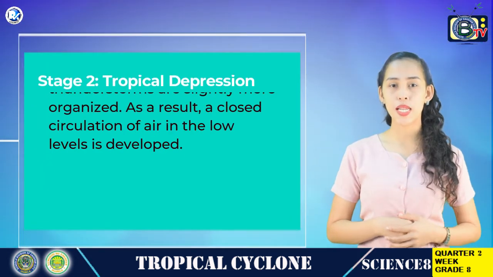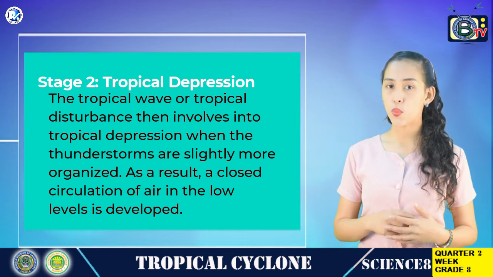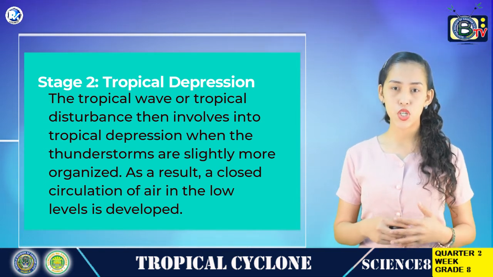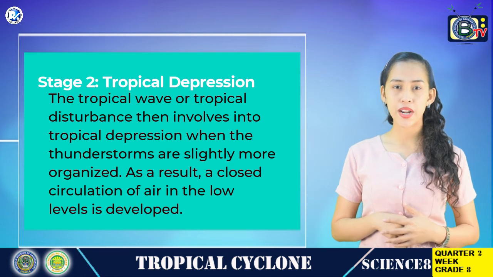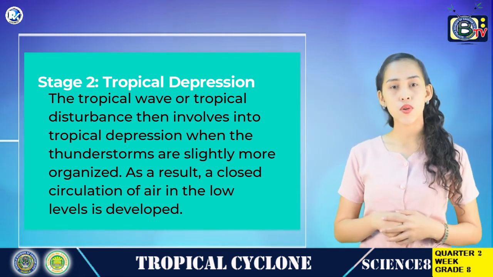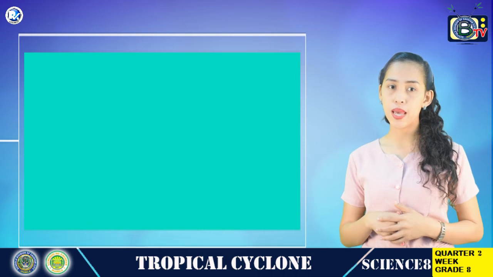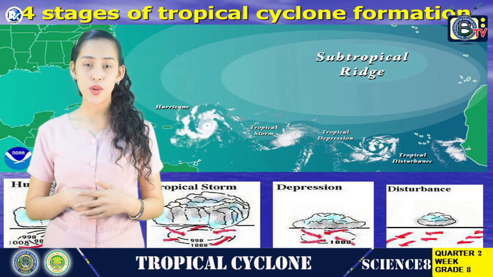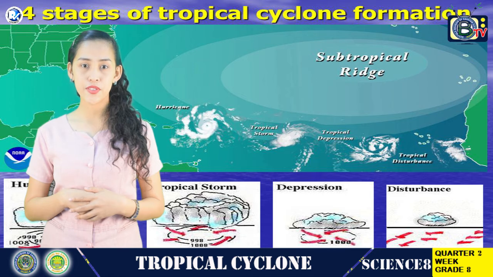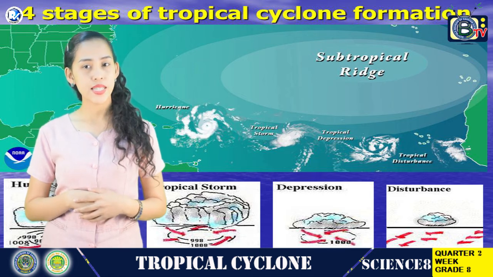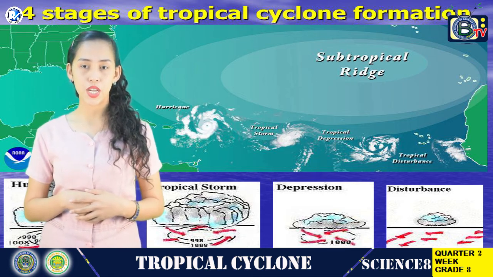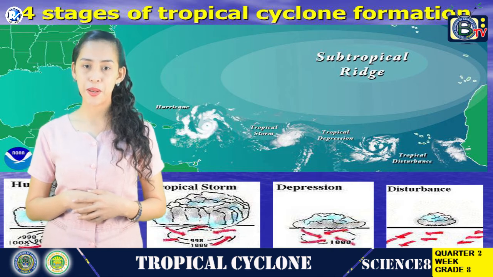Stage 2, tropical depression. The tropical wave or tropical disturbance then evolves into a tropical depression when the thunderstorms are more highly organized. As a result, a closed circulation of air in the low levels is developed. The winds blow stronger due to greater convergence that causes a quicker decrease in the pressure. It increases in speed, sustaining 1-minute winds up to 38 mph at an elevation of 10 meters.